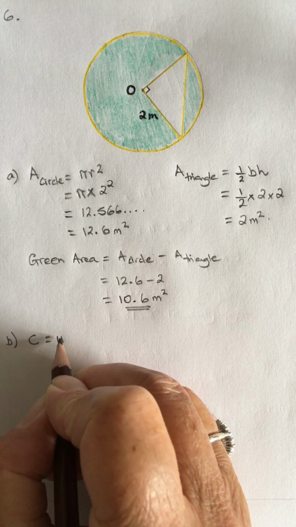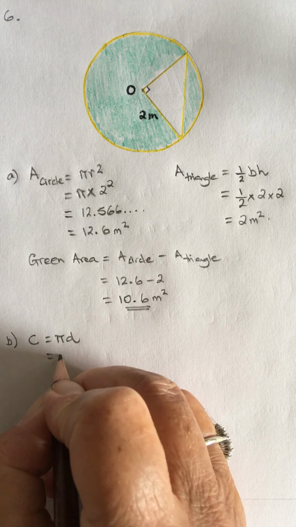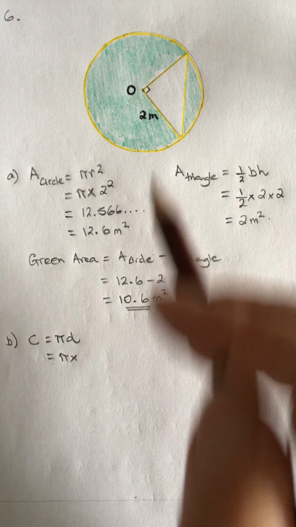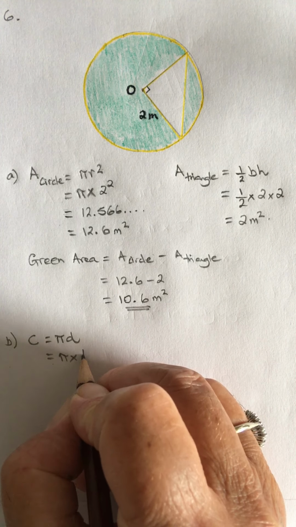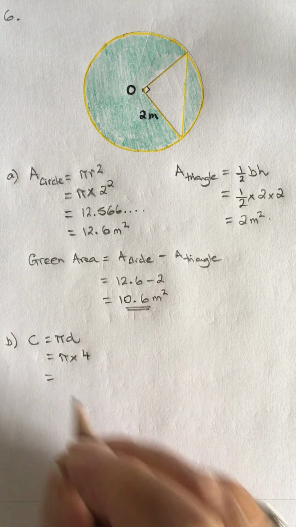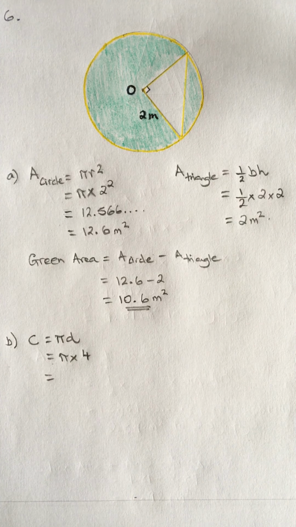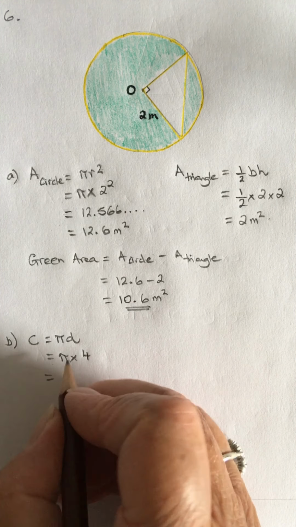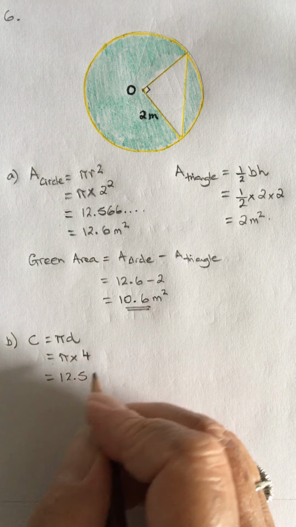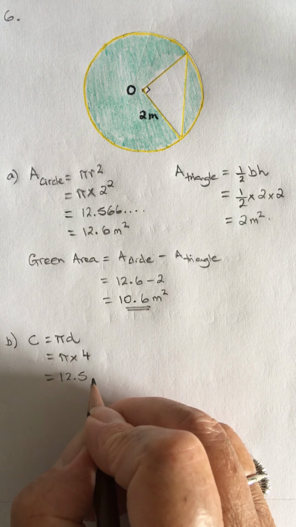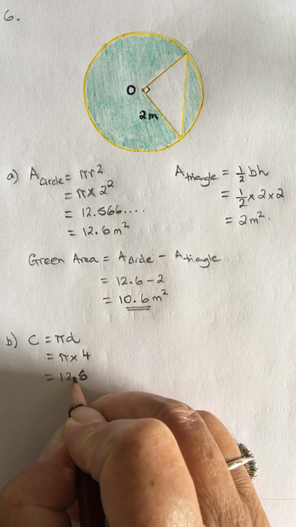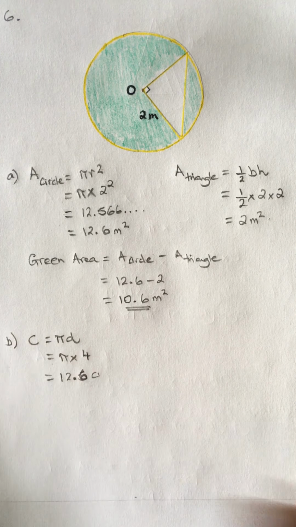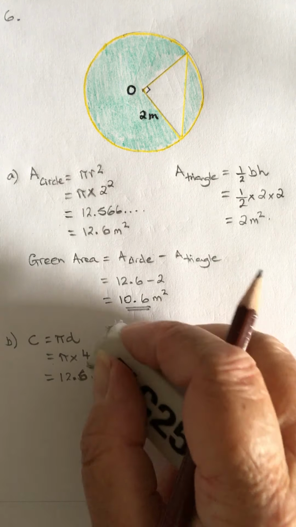Okay, so first of all, the circumference is pi d, so pi times the diameter. If the radius is 2, the diameter is double that, so the diameter is 4. So pi times 4 is 12.5666, so I'll just make it 12.6. And that's metres.